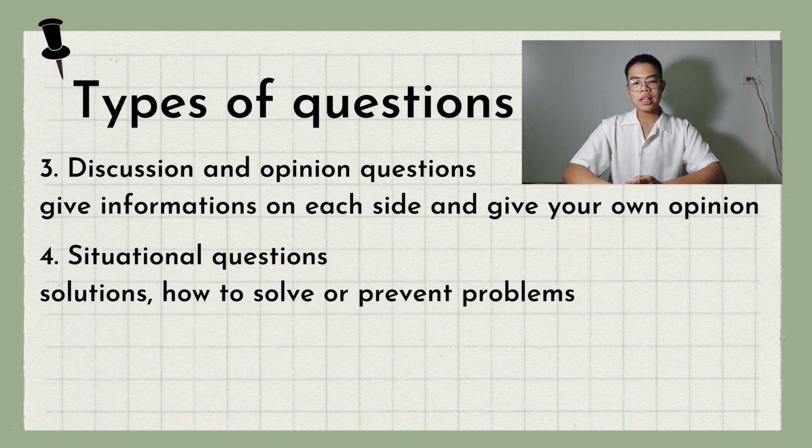The third one is a combination of the first two questions, a discussion and opinion question, requiring you to give both views, also your opinion on how you think of. Do you agree or disagree with those topics? The last one is the situational questions. You need to give solutions based on those situations or problems. How to solve the problem or how to prevent those problems from happening again.